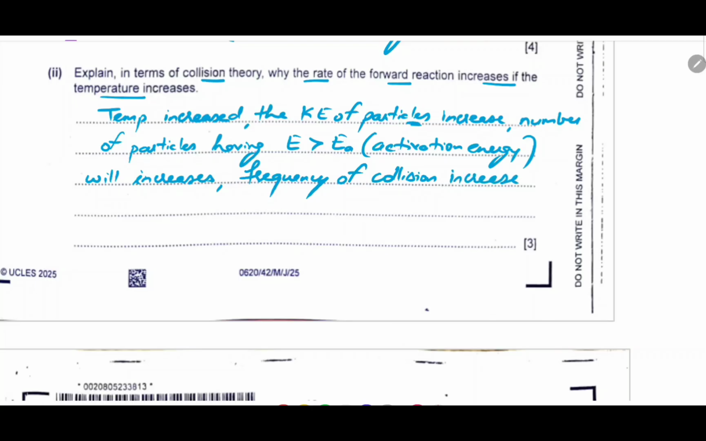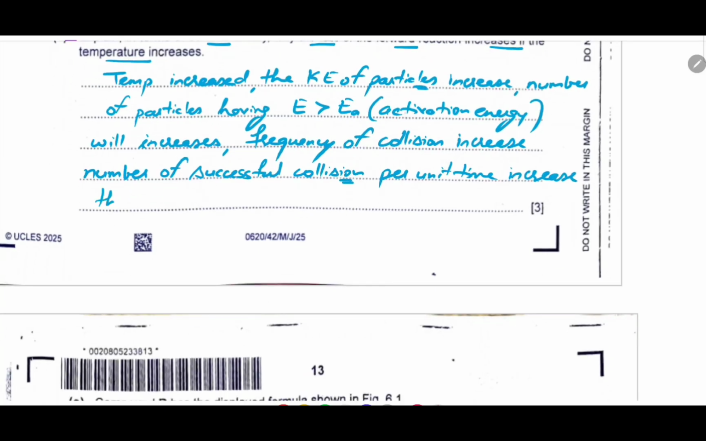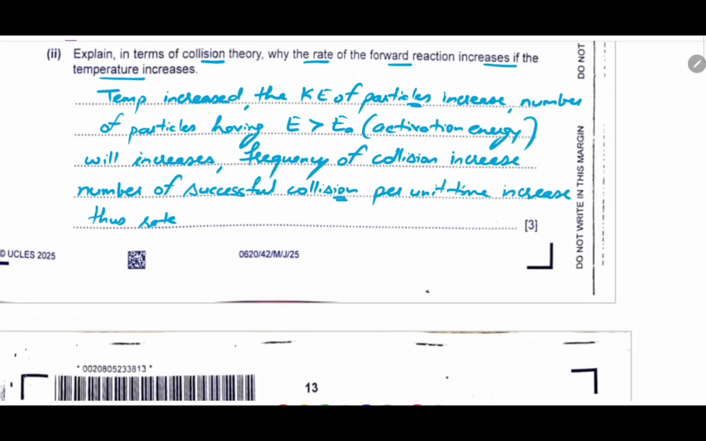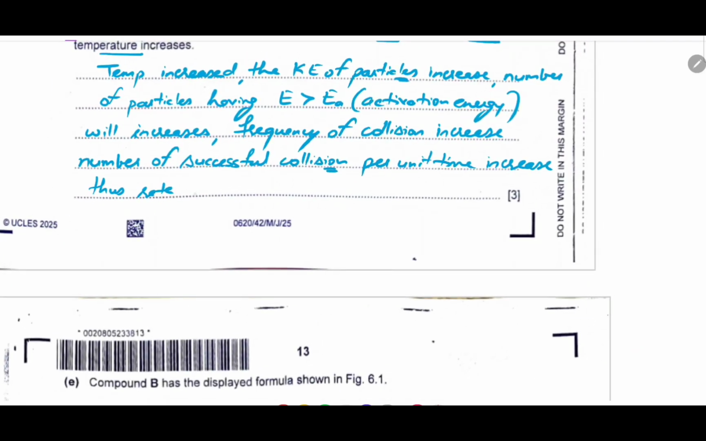And when the frequency of collision increases, the number of successful collisions per unit time will increase. And the more the number of successful collisions, the higher will be the rate of reaction. Thus, the rate of forward as well as backward reaction both increase. If it is asking about forward, it will increase, backward also increases. The rate of forward reaction increases.